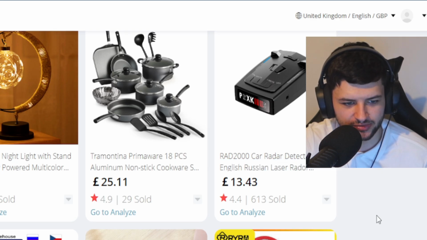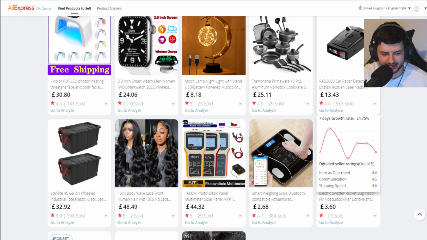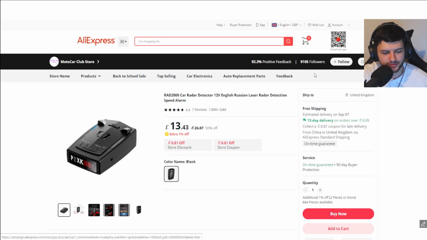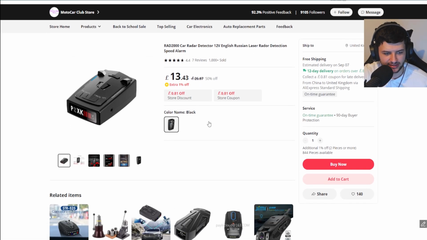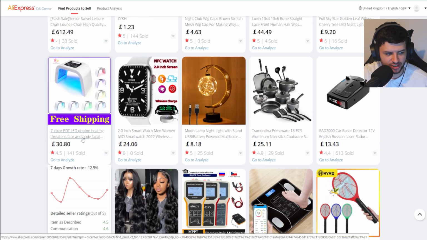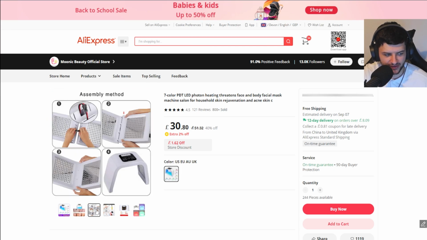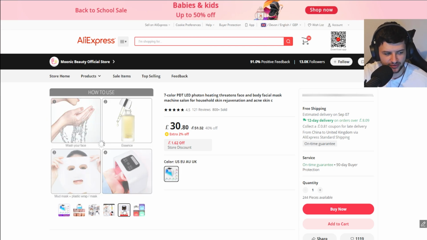There's a car radar here, which is pretty cool, 600 sold, and then you can see the growth rate of the products and the seller rating, and if the customers are obviously happy with it. We can also click on a product and it'll take us to that AliExpress listing. Now they've manually added a lot of these products which are good to dropship. For example, this photon heating thing for face masks and for the face could be a good product to look at. You could sell that for a little bit higher.